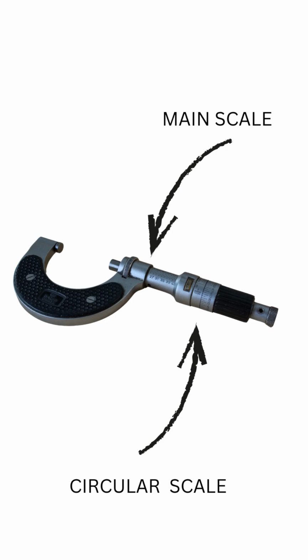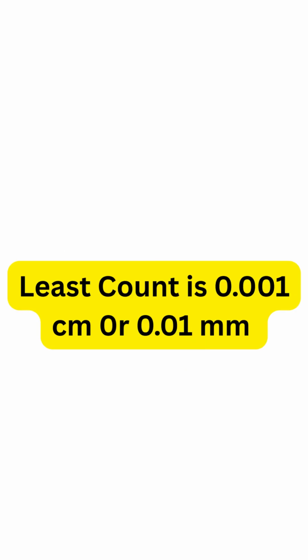It has two scales, the pitch scale and the circular scale, and the accuracy is 0.001 centimeter or 0.01 millimeter. If you measure the thickness of a copper wire and get 0.32 millimeter, that's using a screw gauge.